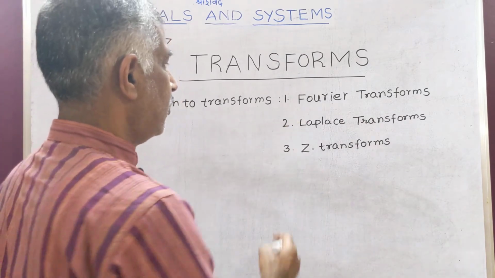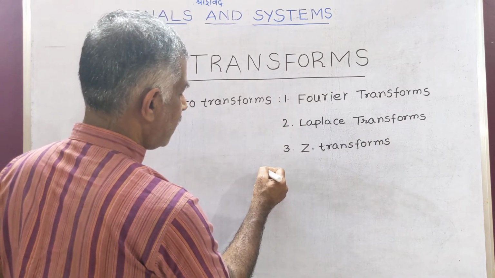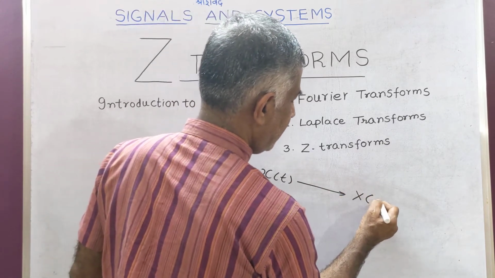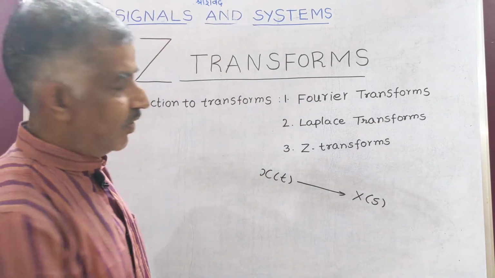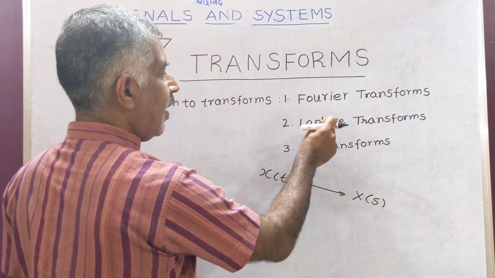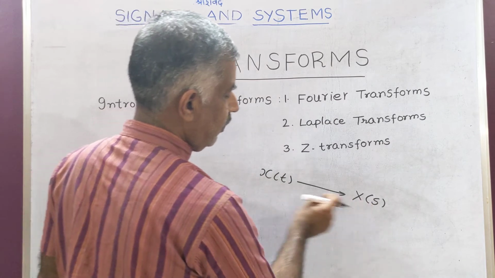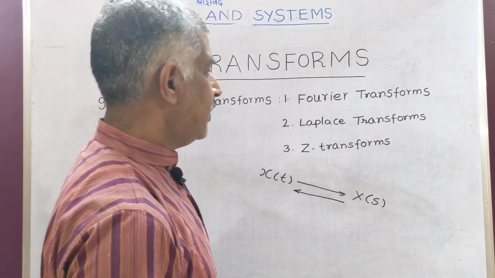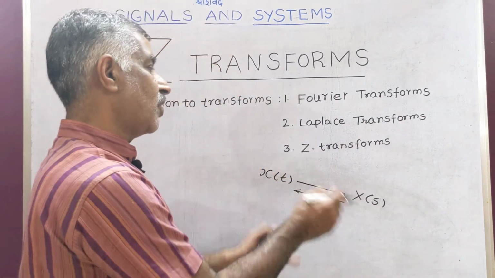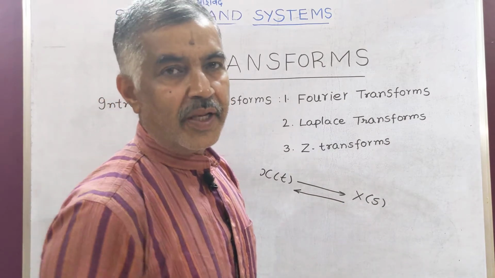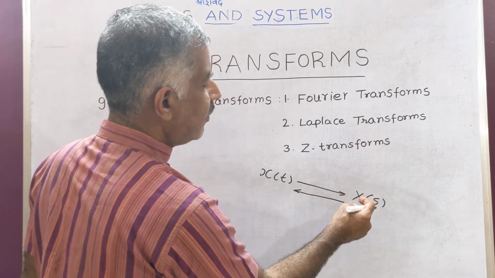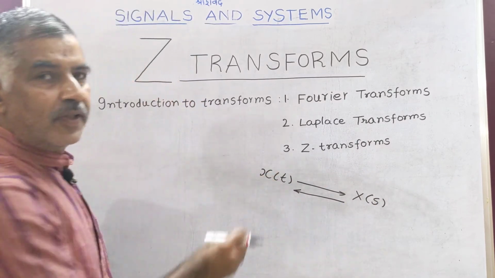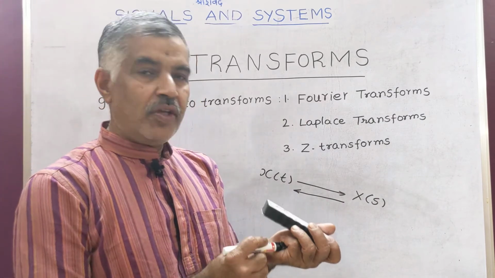For example, take the Laplace transform. If you take the Laplace transform, x of t goes to x of s in the forward direction. On taking the Laplace transform of a time domain function, you get the frequency domain. Then, in the reverse direction, the inverse Laplace transform is carried out because you have to come back to real-time language. On taking the inverse Laplace transform of x of s, you come back to x of t.